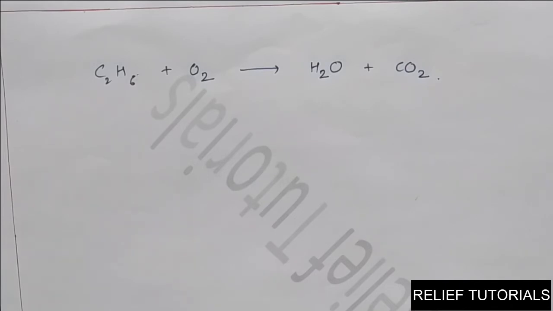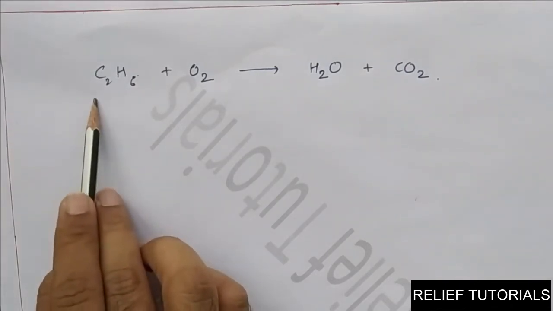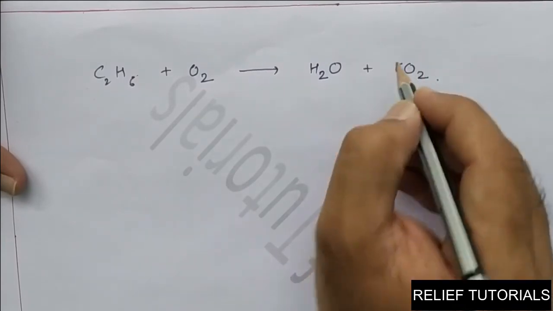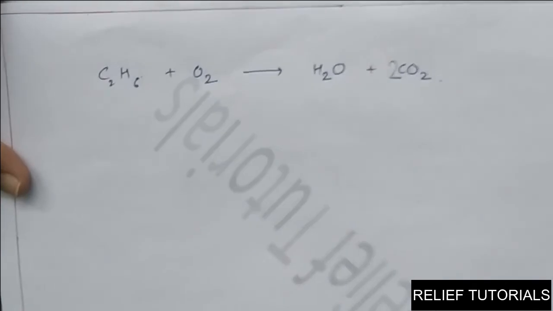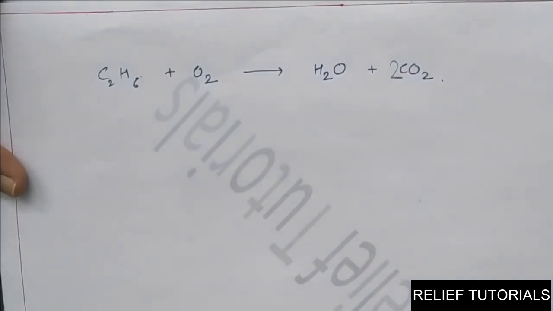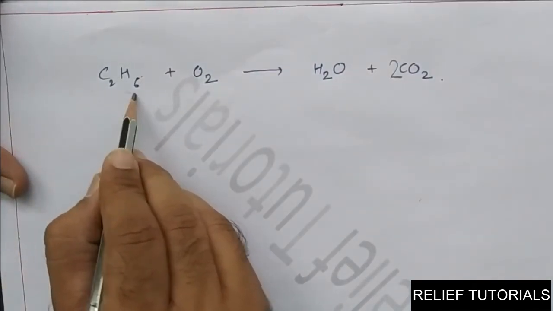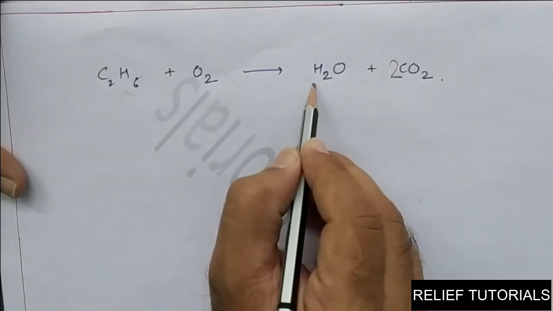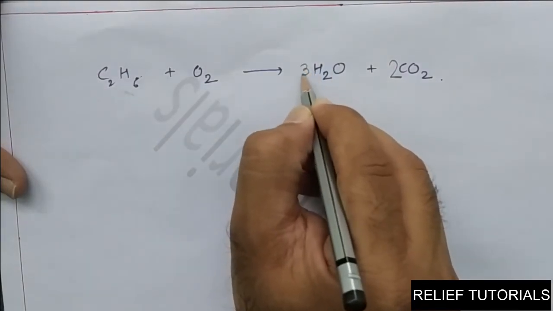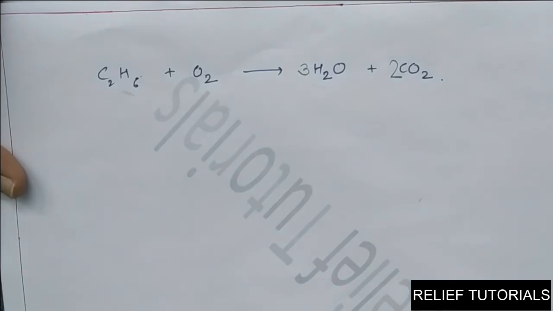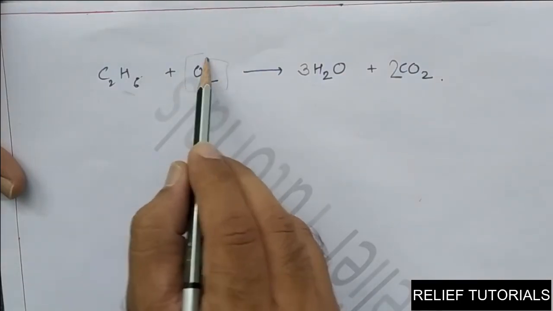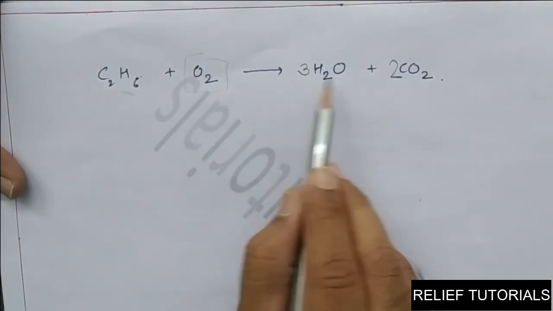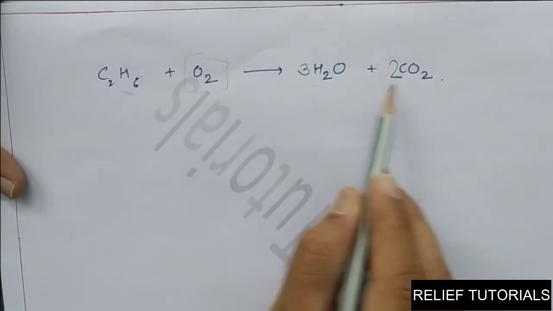See, how many carbons are here? 2. Here carbon is 1. So what we have done is write 2. So the carbon is balanced. Then we go for hydrogen: 6 here, here is only 2. So you can write 3 and hydrogen is balanced. Now the problem is oxygen. Oxygen here is only 2 and here is 3 and 4, 7.